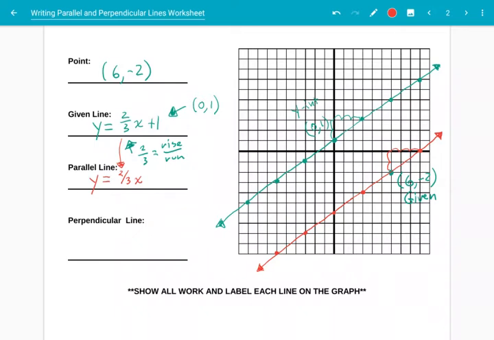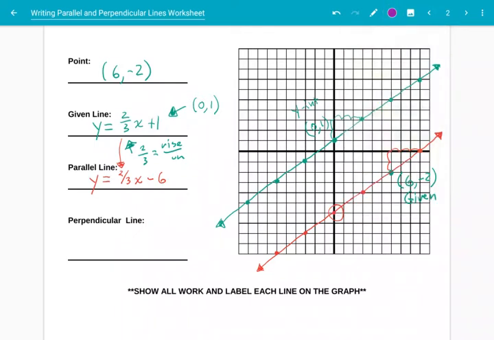But now we need to finish this equation. We need to put something here. What's the b value? Well, that is the y-intercept, right? So here it is right there: 1, 2, 3, 4, 5, 6. That's minus 6. So there's the equation of the parallel line. It's y equals 2/3 x minus 6. That goes through that point right there, that (6, -2).